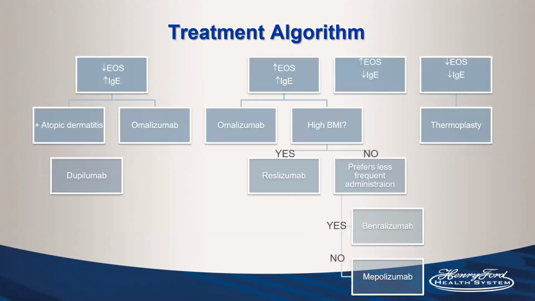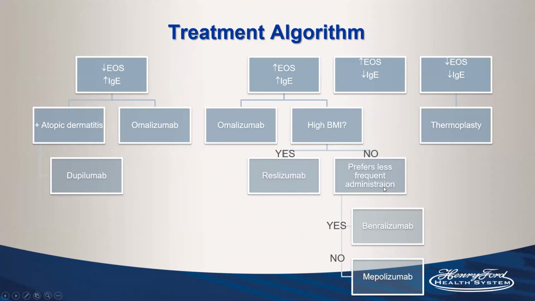So basically, again, this is a quick treatment algorithm. If you have low eosinophils, high IgE, you can give omalizumab. If they have atopic dermatitis, usually dupilumab works well with that. If you have high eosinophils, high IgE, you can use omalizumab. If they have perennial allergens, if their BMI is high, then you can use reslizumab.